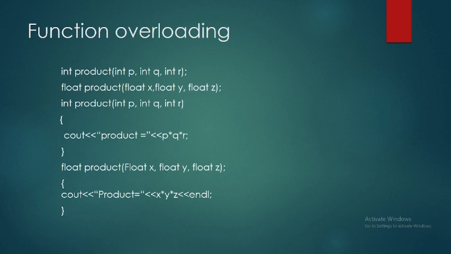For function overloading, each overloaded function should have a different number of arguments or different types of arguments. You can have int, float and then int. That is fine, but you cannot have all the same arguments.